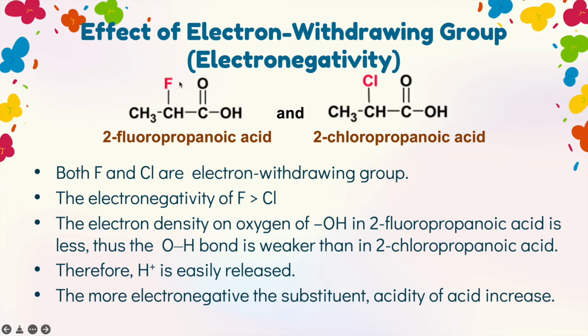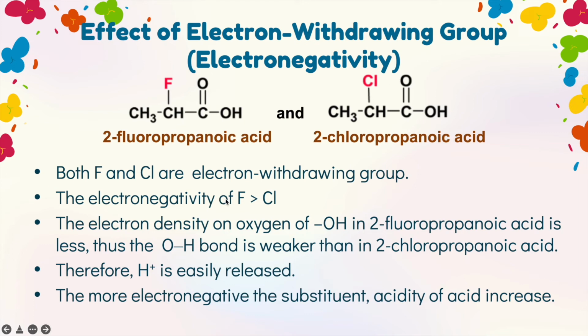If you look at the electronegativity, fluorine is higher than chlorine, means the fluorine has the ability to attract electron more than chlorine. So the electron density on oxygen of OH in 2-fluoropropanoic acid is less. Okay, the electron density here on oxygen is less than the electron density here because F is more electronegative. Means this F can withdraw the electron towards itself stronger than Cl.